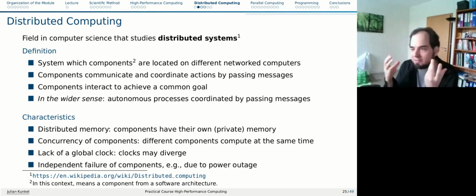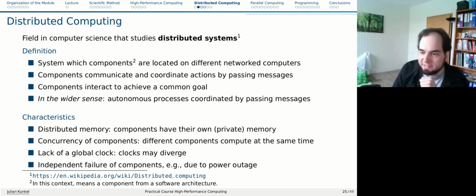Okay, so we can also work at the same time. I can do something different than you do. Okay, at the same time, sometimes you want to achieve a common goal, whatever that is, building a rocket that goes to Mars or whatever, and do some additional science. Okay, so there is concurrency of these components, which means that they compute at the same time.